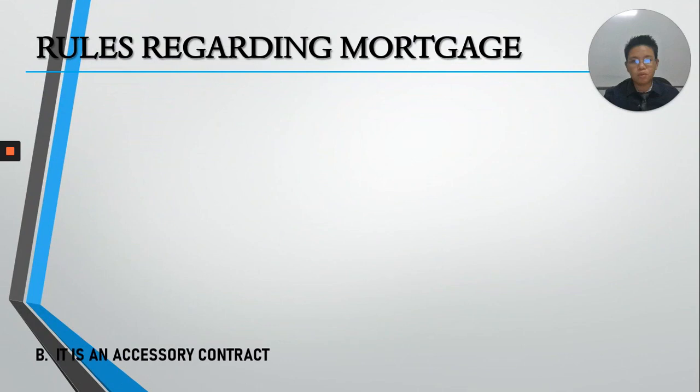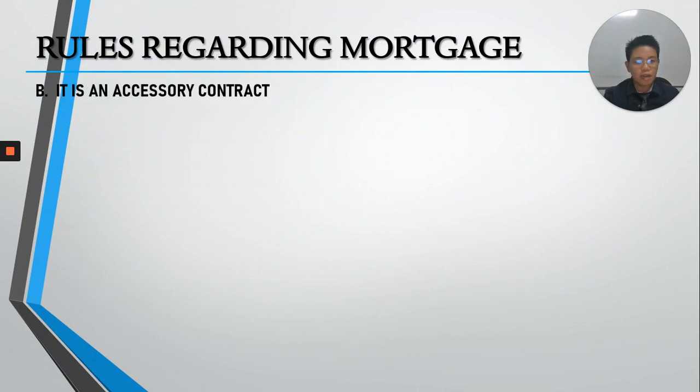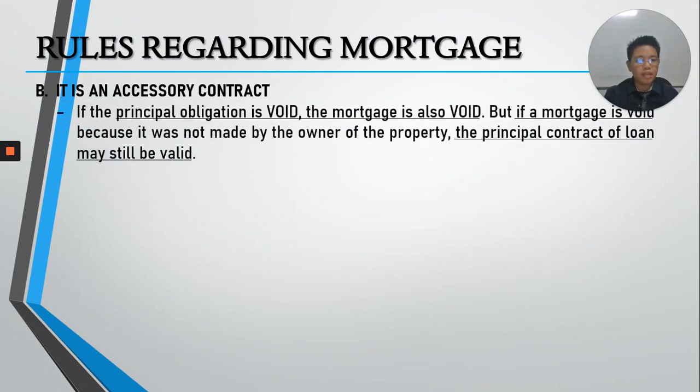What else? Number 2, it is an accessory contract. Meaning, if the principal obligation is void, the mortgage is also void because accessory follows principal. So, tandaan nyo, kung ang principal contract of loan is void, the mortgage will also be void. So, yun nga, sumusunod lamang yung accessory sa kanyang principal dahil dun nga siya naka-rely.